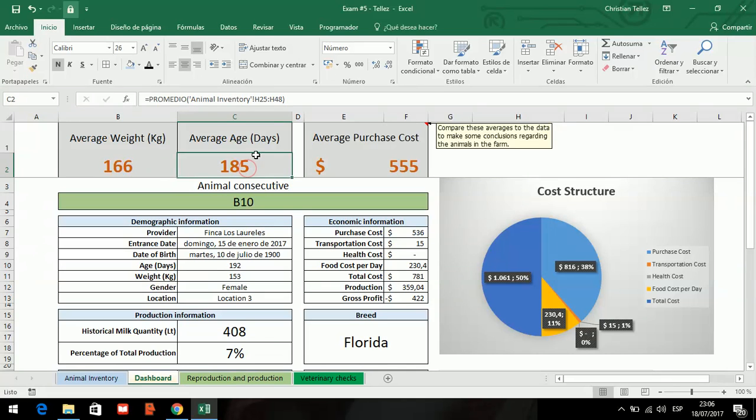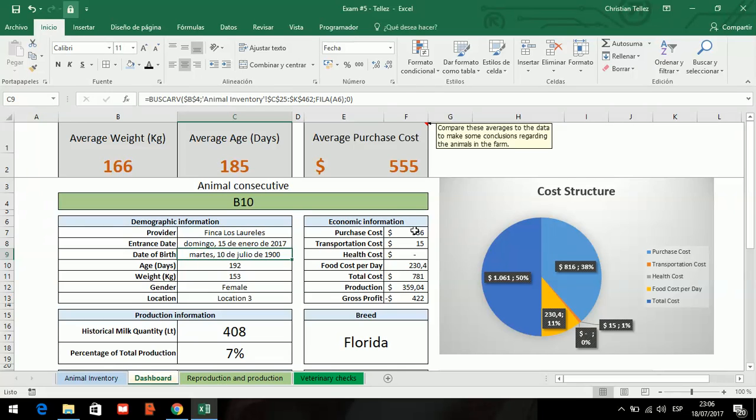The average age is 185. In this case, the age is 192. So the animal is over the average age, but is below average weight, so he has to review what is happening with this animal. Okay, where is this animal located? It is in location 3, the entrance date, the date of birth.